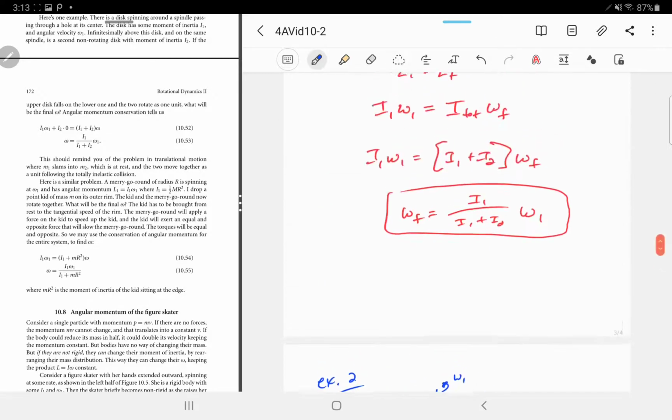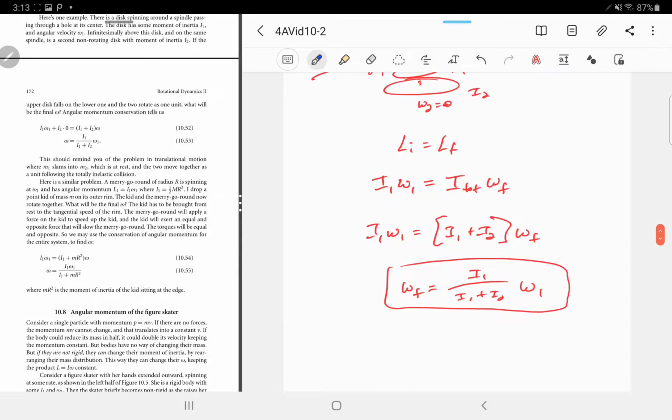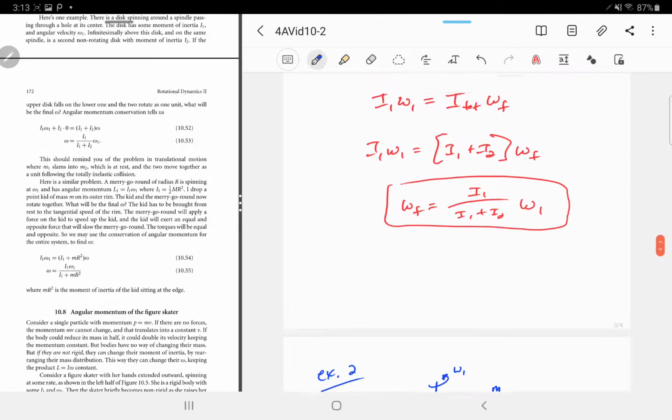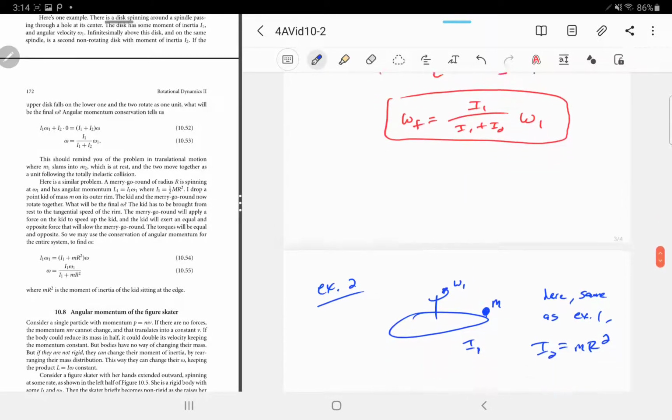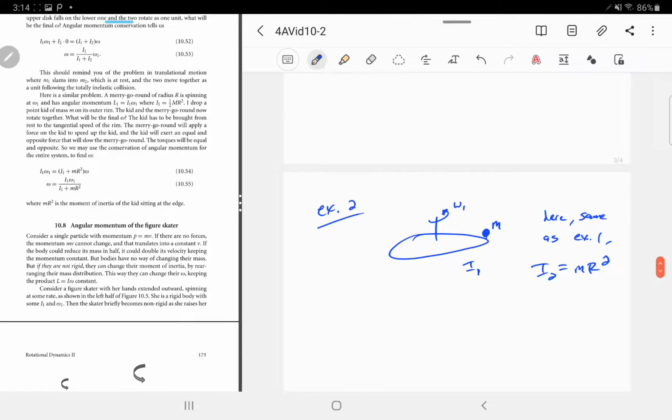So if that's the case, then it's the same result as this one, except I2 now doesn't have a complicated shape, it's just a single mass. And so here, it's the same as example 1, but with I2 equal to the moment of inertia of a point mass at a distance capital R from the axis of rotation. Okay, so it's the same exact thing. You just plug this in for I2, and that's exactly what your book got.